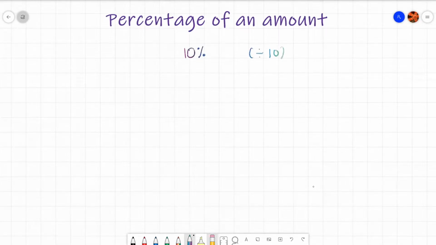But this doesn't mean that if you are working out 20%, you divide by 20. If you're working out 5% of a value, divide by 5. That's not the case. When you're working out 10%, you divide by 10 because 10% as a fraction is 10 over 100, isn't it? Now, if I simplify this fraction, which I can do, because I can divide by 10, I can cancel this fraction down. When I divide by 10, I end up with, well, 10 divided by 10 is 1, and 100 divided by 10 is 10. So 10% is equivalent to 1/10.